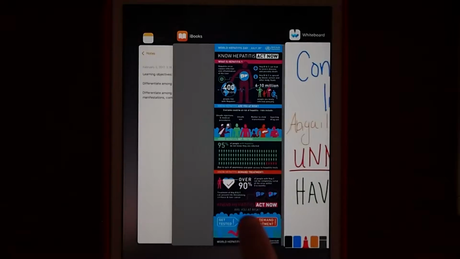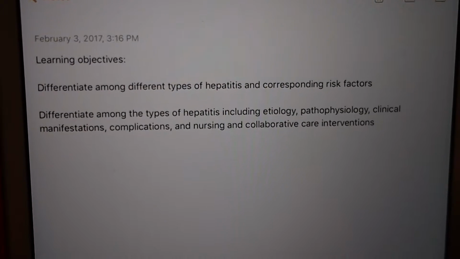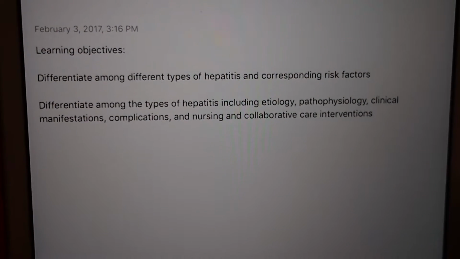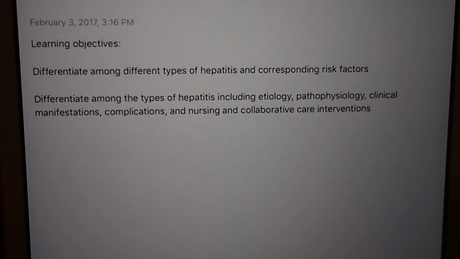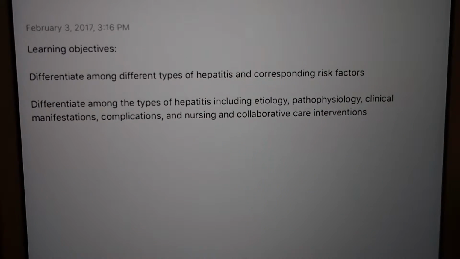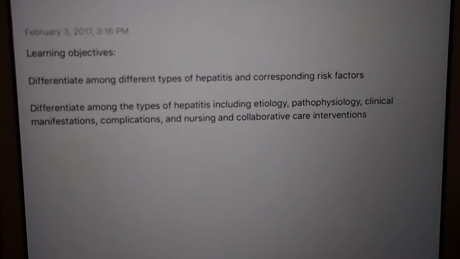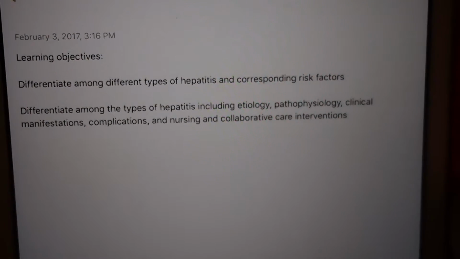The objectives of this video are: by the end of this session, you should be able to differentiate among different types of hepatitis and corresponding risk factors, differentiate among the types of hepatitis, including etiology, pathophysiology, clinical manifestations, complications, and nursing and collaborative care interventions.